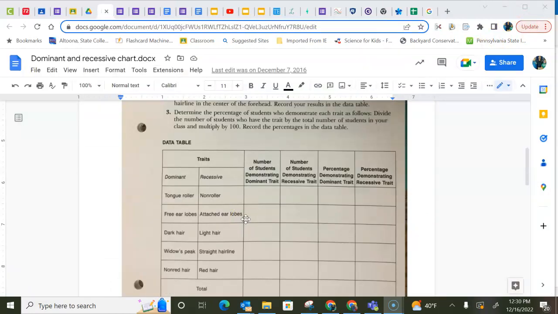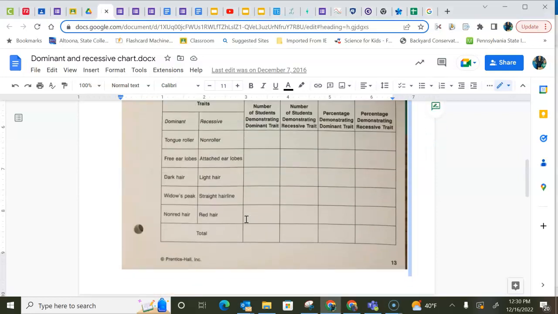So when you're working through this, let's say that you guys are tongue roller or non-tongue roller. There's 17 of you total. Let's say that 14 can roll it, 3 cannot. There is nothing wrong with you if you cannot roll your tongue.